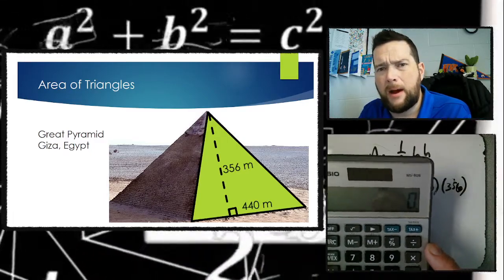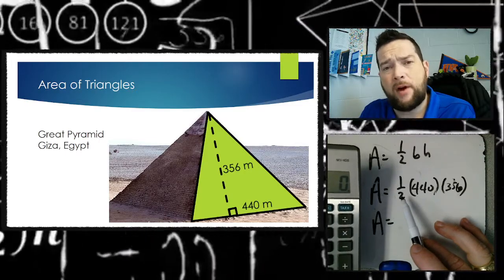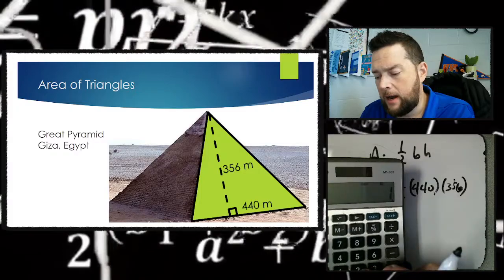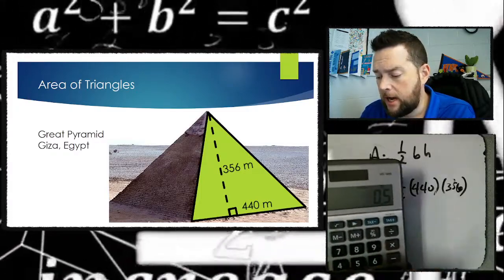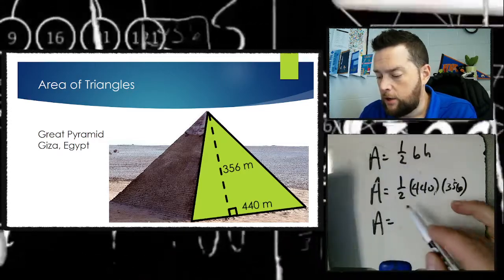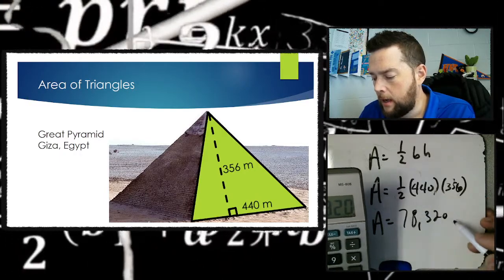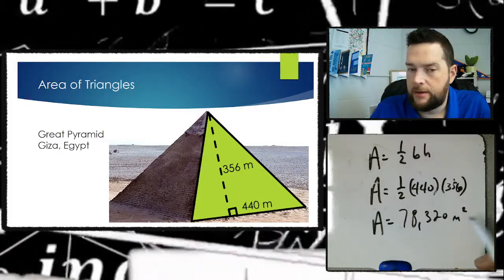And then when I put that in the calculator, I've got 1/2, which is 0.5. If you didn't know that, by the way, the way to turn any fraction to a decimal is take the top number and divide it by the bottom number, all right? So 1/2 is 0.5 times 440 times 356. You're going to get 78,320 meters squared, all right? That's what our answer is, just like that.